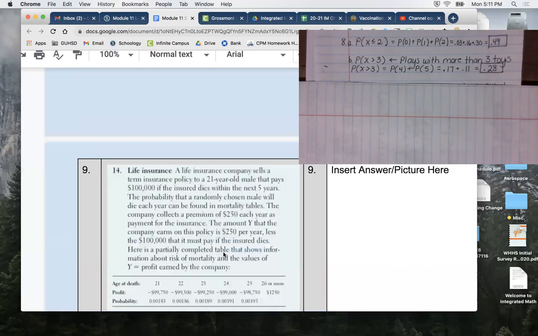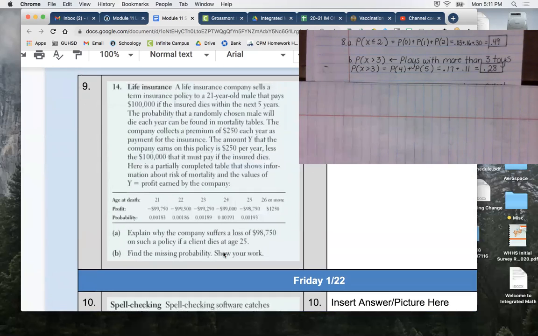In number five, or not number five, I'm sorry, number nine, you have a life insurance policy where there's a 21-year-old male that gets paid $100,000 if they die within the next 5 years. And they also collect, so then somebody would collect $250 per year, which adds to 1,250. Okay. So when you add 250 for that many years, you end up with 1,250.